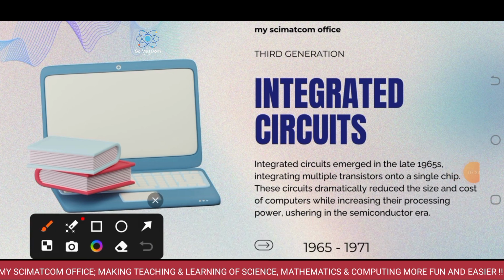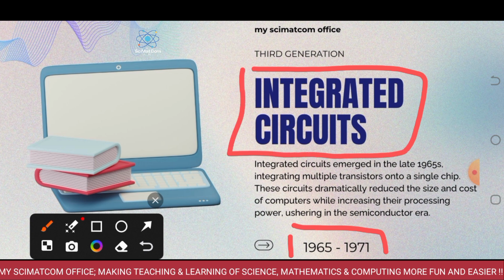These computers came in 1965 to 1971. Some books will say 1974. These computers used what we call integrated circuits. Once again, the transistors were combined in thousands. Thousands of transistors were merged together to form a chip, and that chip became what we call the integrated circuit. The third generation computers used that particular chip in computer manufacturing.